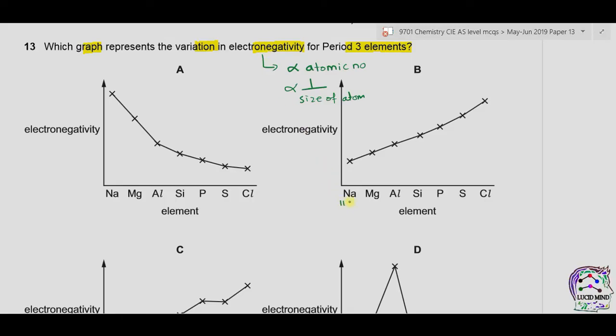So we can see that sodium, magnesium, aluminum, silicon, phosphorus, sulfur and chlorine, the atomic number increases, so electronegativity should increase. And second is the size of atoms. So we know that in same period the size of atom always decreases, so it means the electronegativity will increase. Due to greater nuclear charge and greater number of electrons, the size of atom will be reduced. So B shows correct trend of electronegativity.